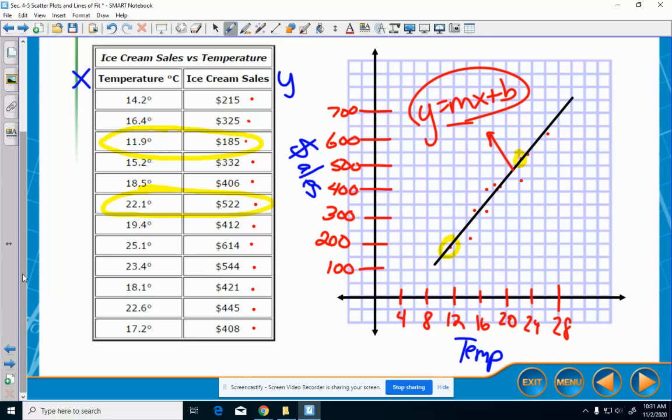I have no idea what 33.04 times 11.9 is. That'll be a negative 393.176. And then I'll move over the 185. It looks like my y-intercept here is going to be a negative. Is that okay?